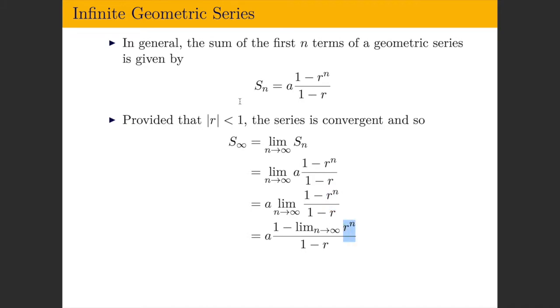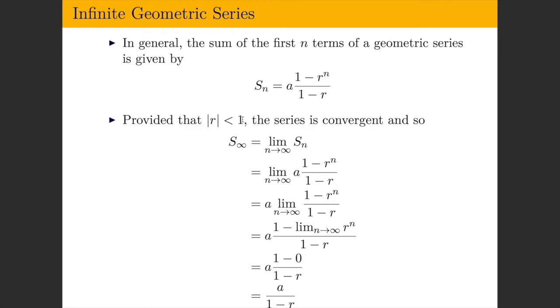And of course, when we have this fundamental property that the absolute value of r is less than 1, then this power r to the n diminishes, or it goes towards 0, and so we're left with a times 1 minus 0 over 1 minus r, which nicely simplifies down to a over 1 minus r. And so this is in fact the general sum of an infinite series. Or sorry, this is what an infinite series approaches, given that the absolute value of r is less than 1.